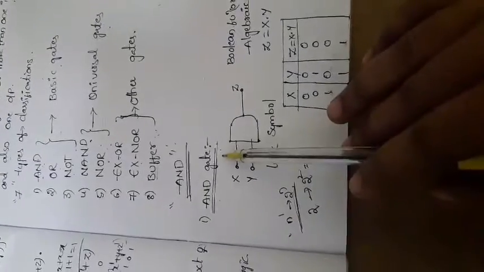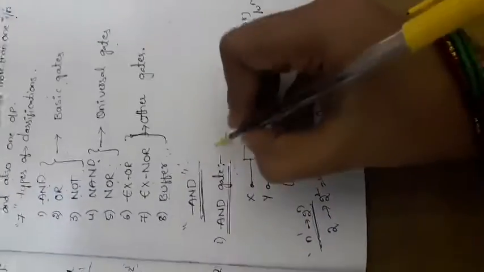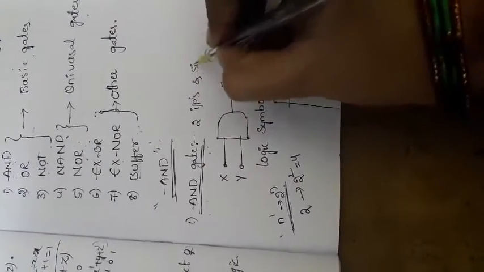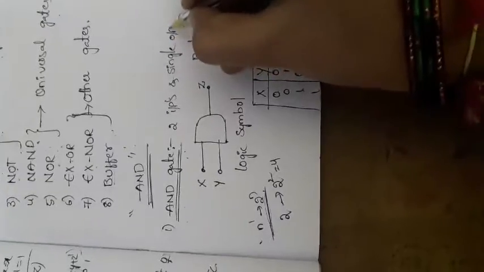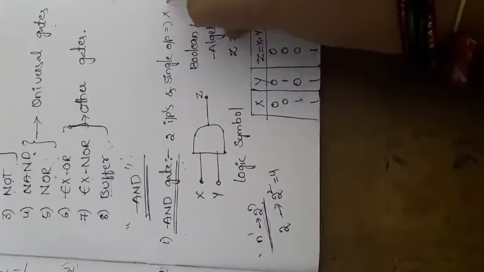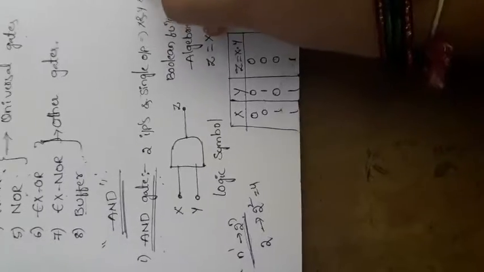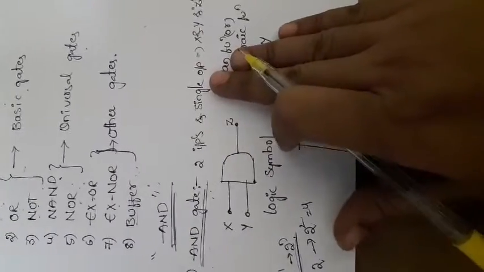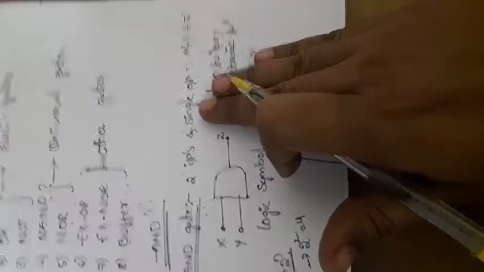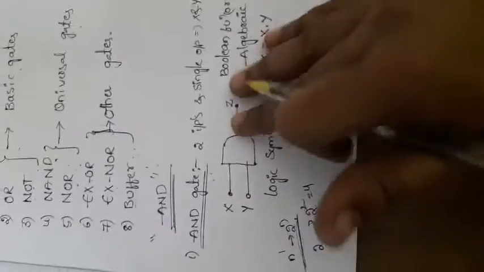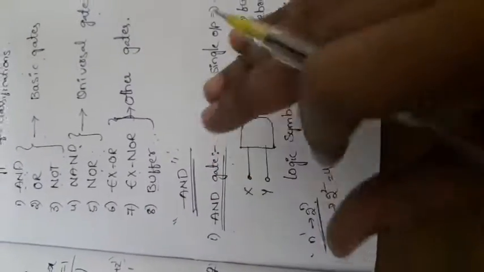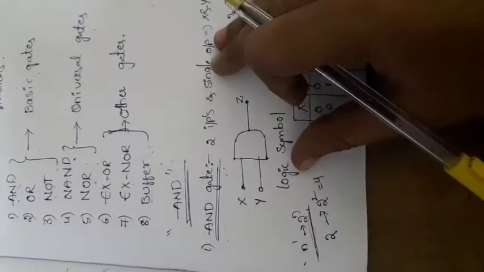So the AND logic gate consists of two inputs and a single output. I can consider the inputs as x and y, and the output function as z. Which gate consists of two inputs and a single output, where the output function is referred to as multiplication or dot operation? That gate we can call the AND gate.